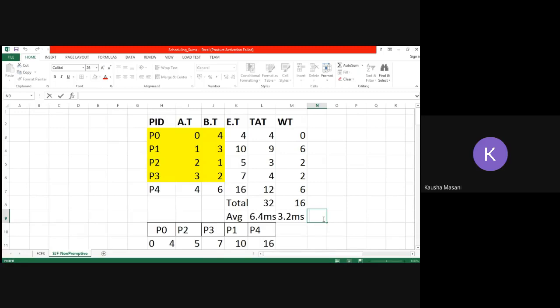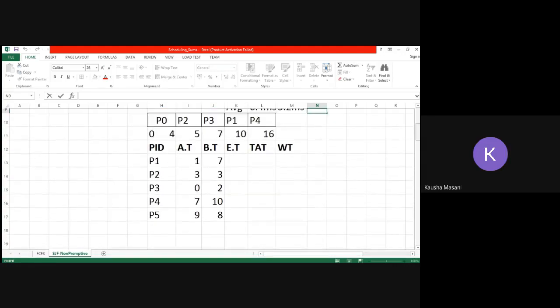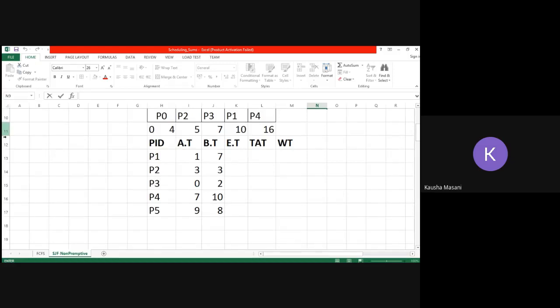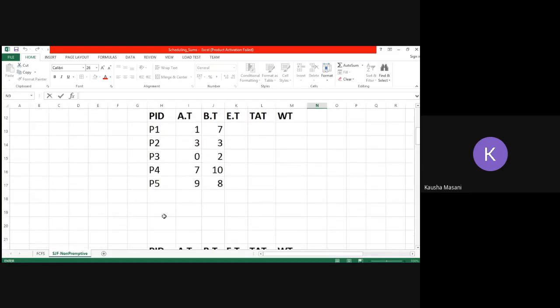Solve this example. This one. Solve this and tell me what execution time you are getting. Just execution, okay? Solve till just execution time.